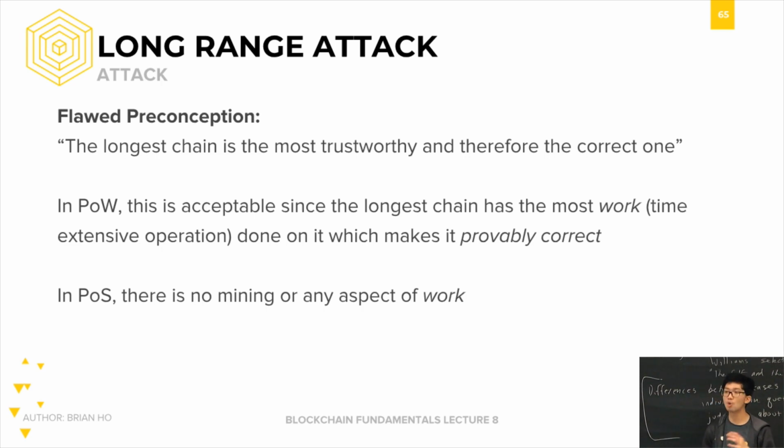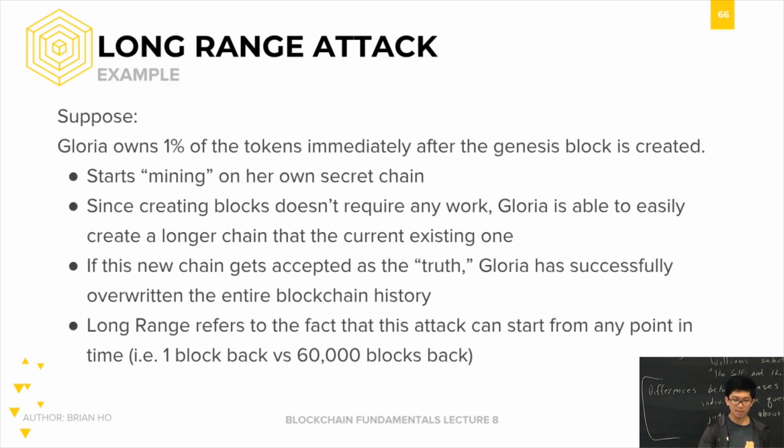In proof of stake, there's no idea of work or mining, and so someone on their own can create their own fork of the blockchain and just keep creating blocks because blocks are very easy to create. An example of what that would look like: let's say we start off at the genesis block, and Gloria owns 1% of the tokens. But what she does is she creates her own fork of the blockchain in secret, and she starts mining on this own secret chain. She can create a bunch of fake transactions just between herself, and try to create a blockchain that's longer than the existing chain.